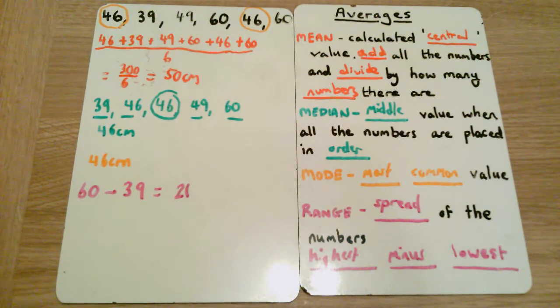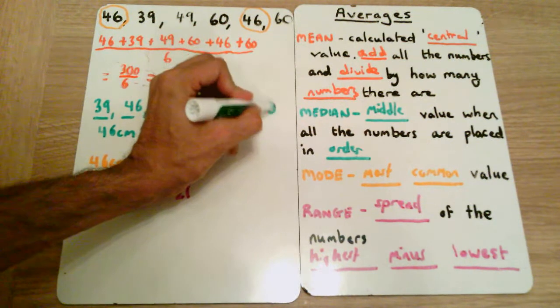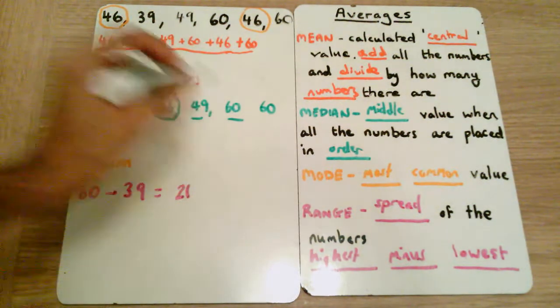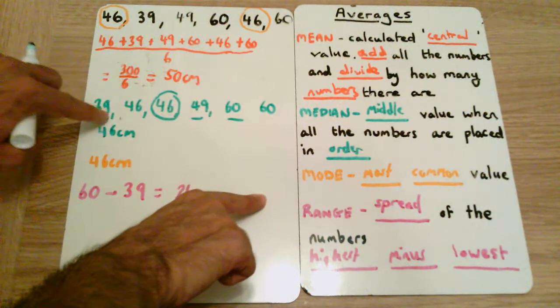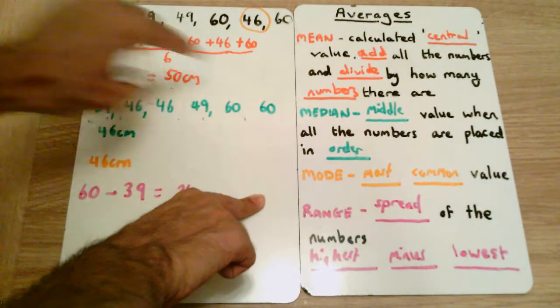Now we look at the median. 60 would go at the end, 60 centimeters. Once again, if we cross this out and remove this, there's a bit of a problem this time, which is going to be a bit different.